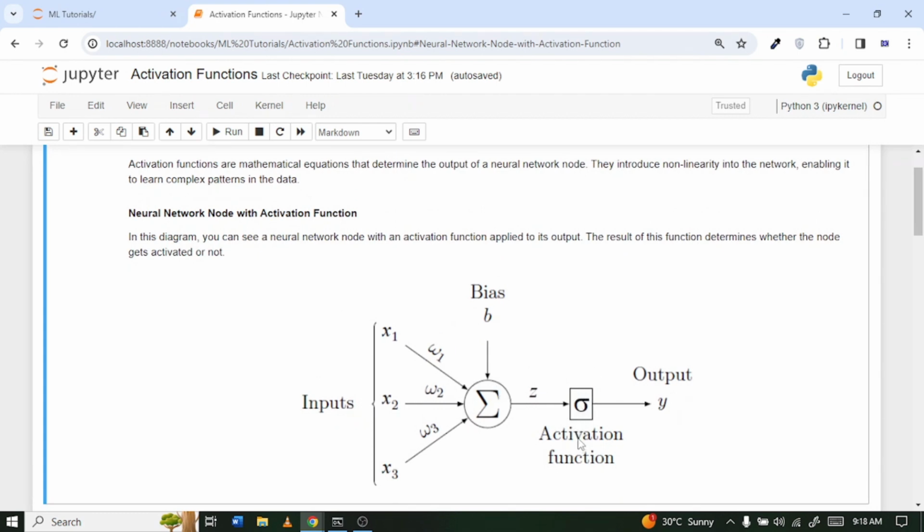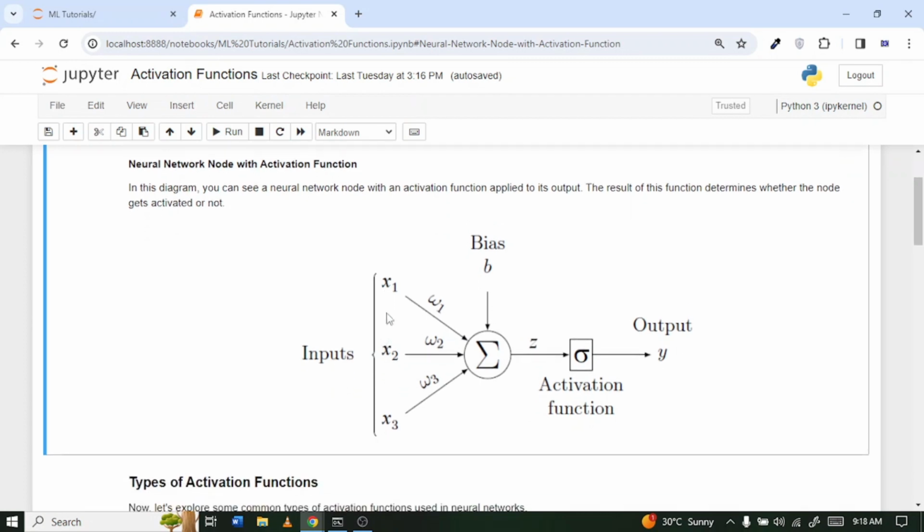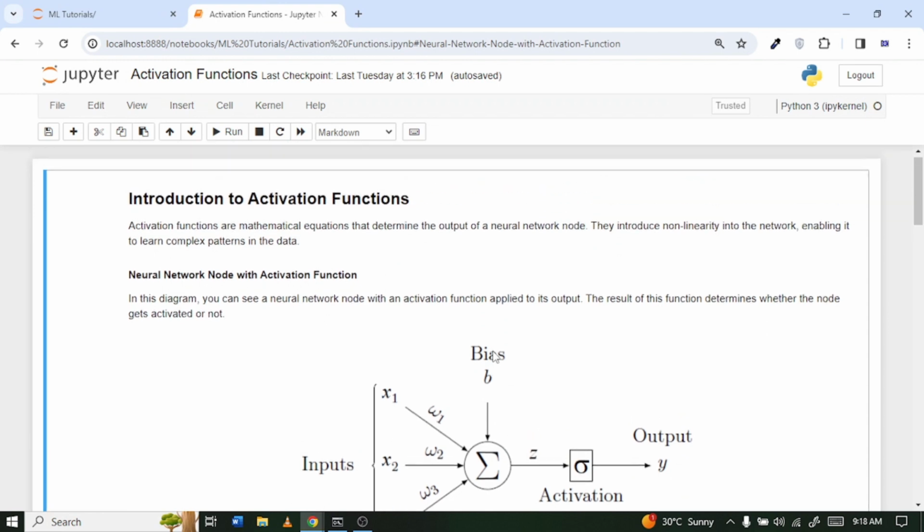So the diagram here, as you can see, is a neural network node connected to an activation function. We have three inputs with their weights and we have a bias. The output of this node is then applied to an activation function, and this activation function is going to determine the output of the network node. So that is basically how an activation function works.